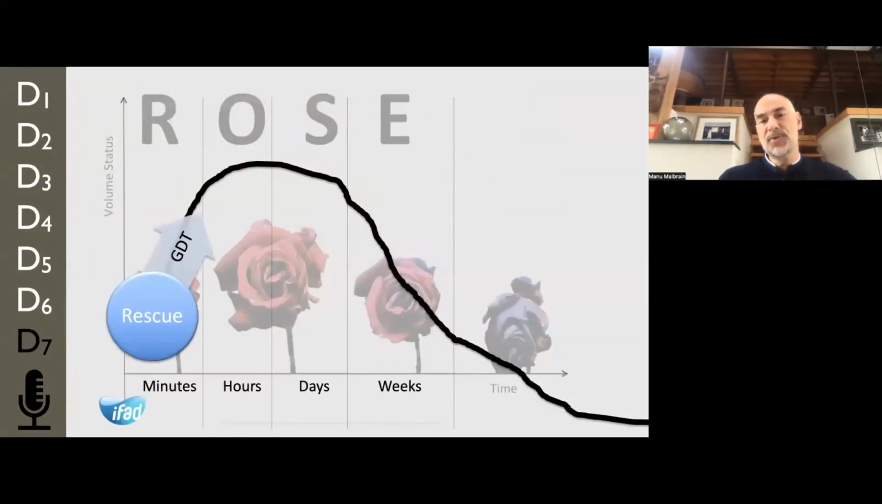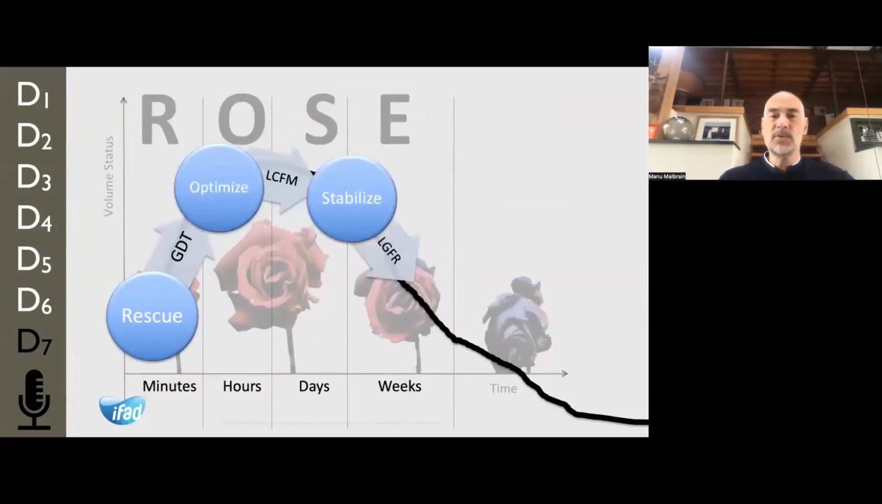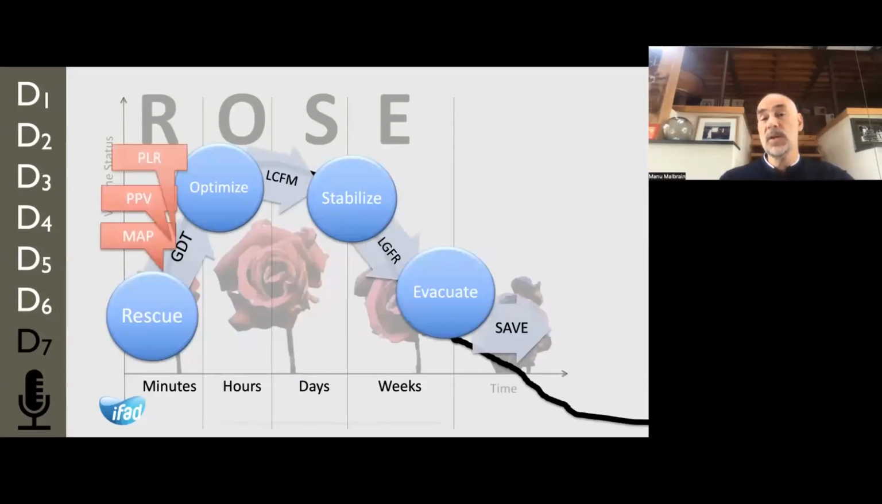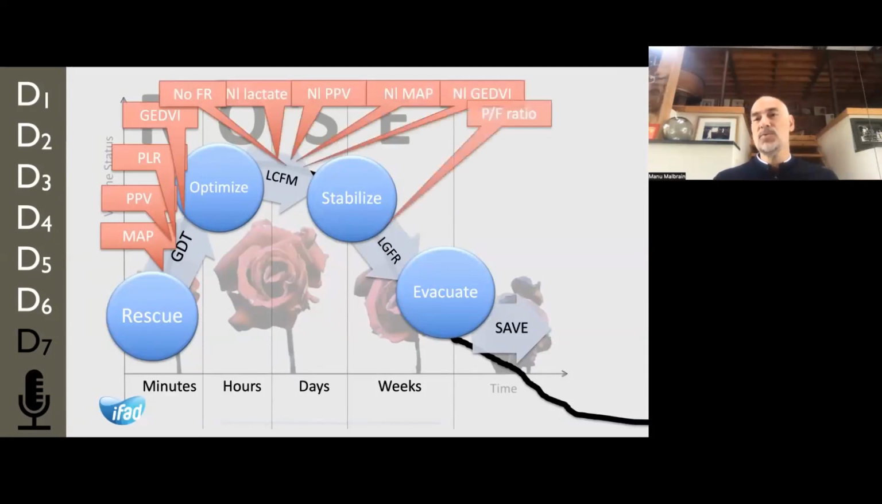So after the first hit, we need to rescue the patient with goal-directed therapy. We need to optimize organ function, go for late conservative fluid management, stabilize organs, and then some patients will need late goal-directed fluid removal to evacuate fluids and save the patient. To guide these different phases, we can use macrohemodynamic parameters, initially like blood pressure, functional hemodynamics, passive leg raise. When these normalize, you stop fluids.